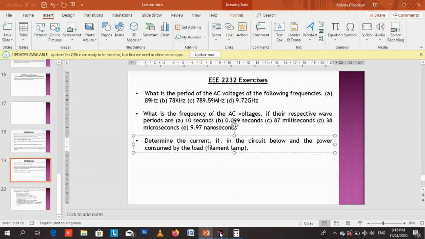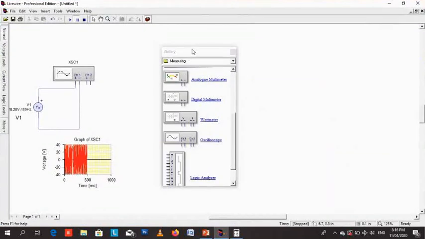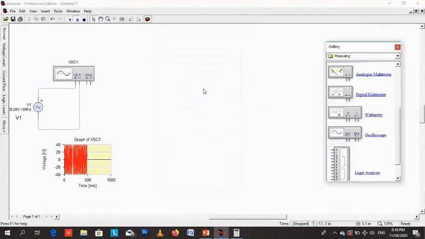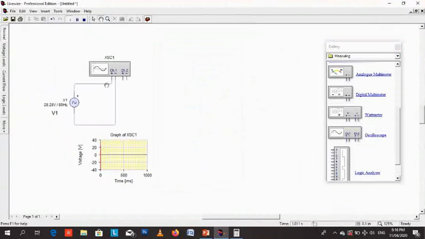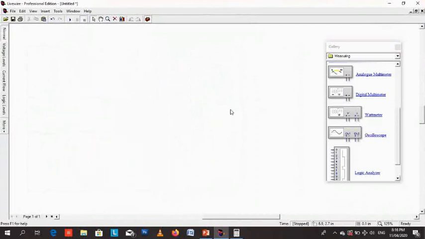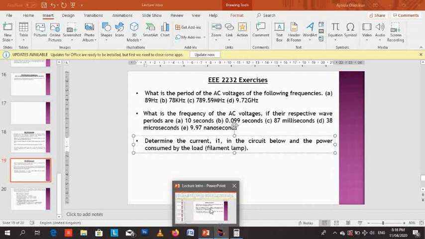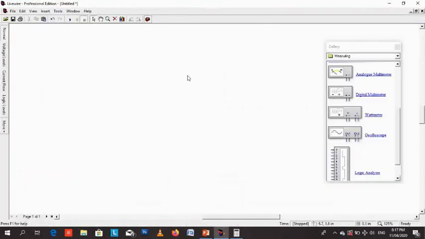10 raised to power 9 is giga, 10 raised to power 6 is mega. In the last example I just solved, it's actually mega, not kilo. Sorry about that. So let's quickly go to the next.